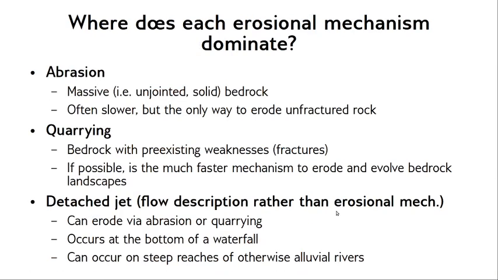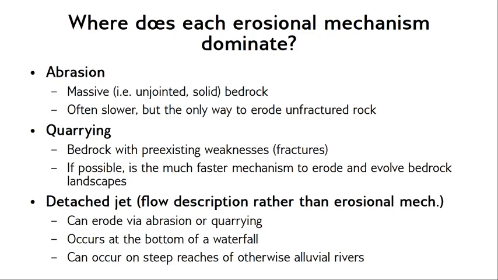So, where does each of these erosional mechanisms dominate? I think I've been kind of trying to hammer this home. Abrasion can occur in massive, that is, unjointed, solid bedrock. It's often slower, but it's the only way to erode this sort of more perfect, unfractured rock. Quarrying works for bedrock with pre-existing weaknesses, that is, fractures.